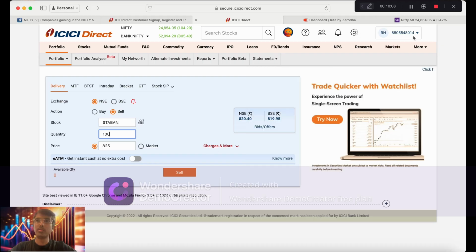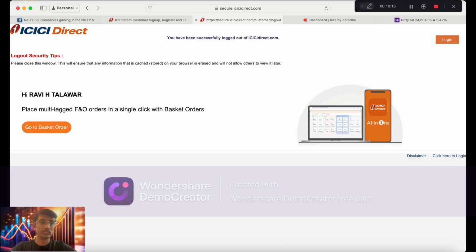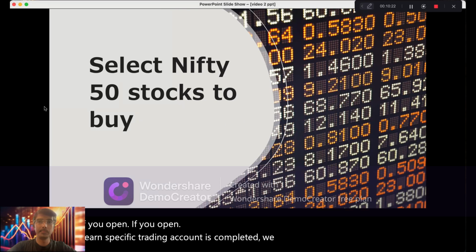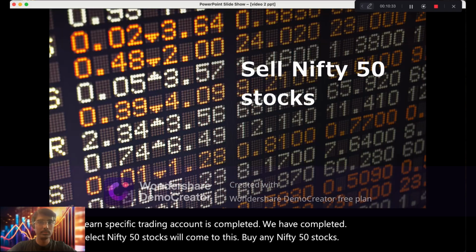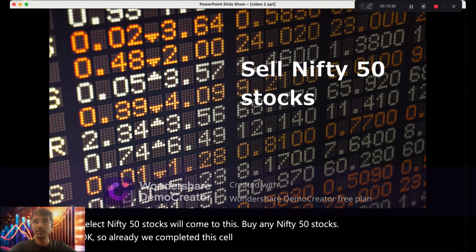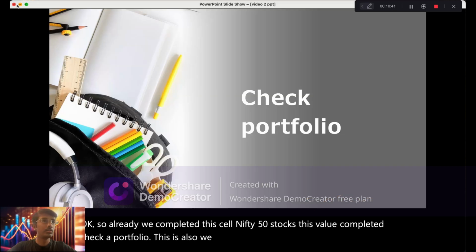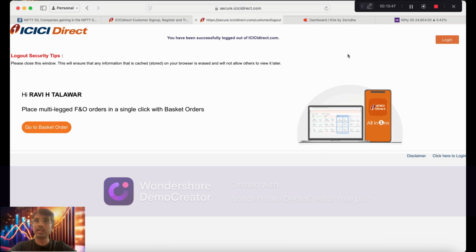Okay, then I have one more. In the learning module, the specific trading account is completed. Select Nifty 50 stocks, buy any Nifty 50 stocks, we already completed this. Sell Nifty 50 stocks, already completed. Check portfolio, this we have also completed. What is yet to be completed is one more trading account I have to show.